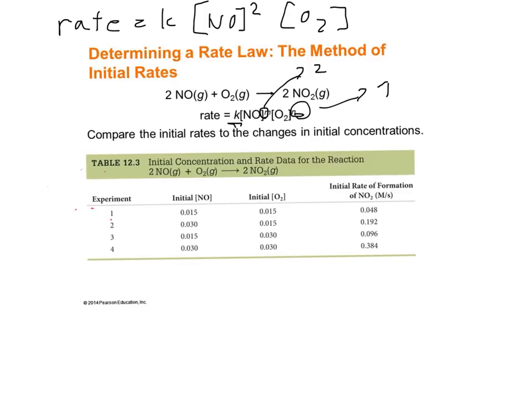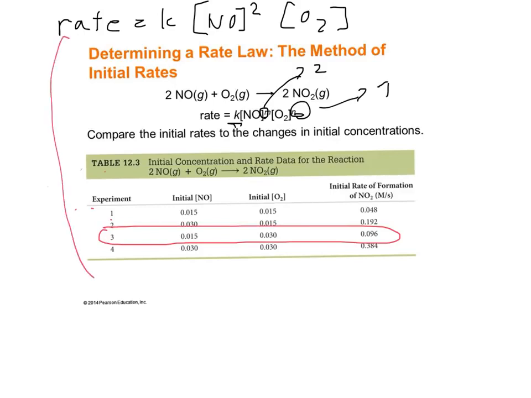Alright, so now all we have to do is some plugging and chugging. And what we're going to do is choose one of these. Let's see, have we not used one? I don't think we've used 3 at all. Let's just use 3, just for the heck of it, so that 3 doesn't feel ignored and unloved. And we're going to substitute this data into our rate law.